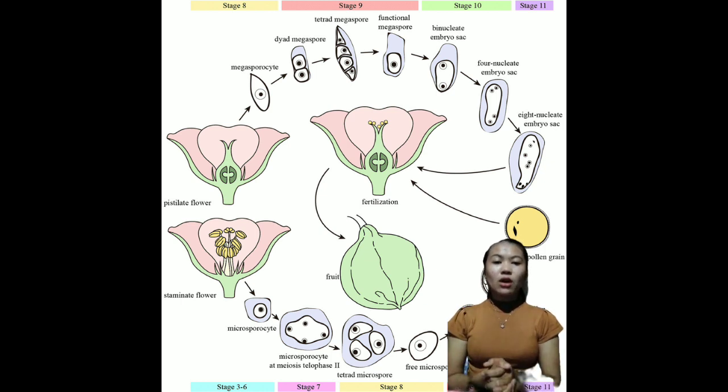The vegetative nucleus enters the pollen tube. Now it is known as the tube nucleus. The generative nucleus enters the tube and divides to form two generative nuclei, which finally form the two male gametes.